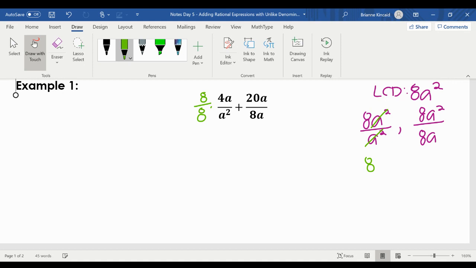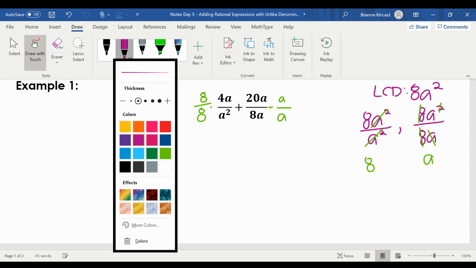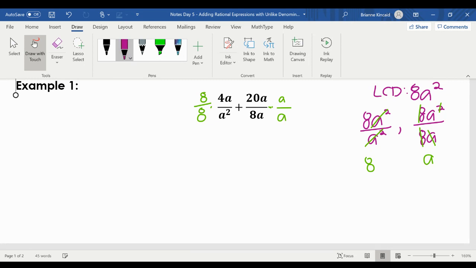On the right here, the 8s are going to cancel. This a will cancel with one of these a's. That means the second fraction has to be multiplied by a over a. And then remember, when we do this, you're really just multiplying by 1 because you have the same thing in numerator and denominator. So in my first fraction, 8 times 4a is going to give me 32a over 8a squared.